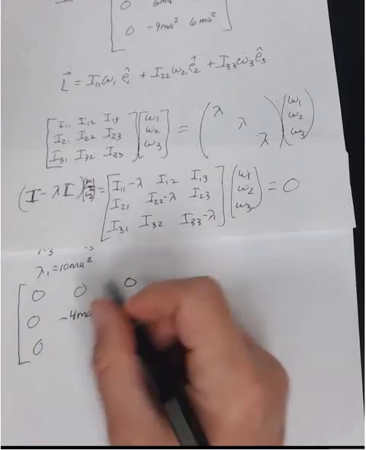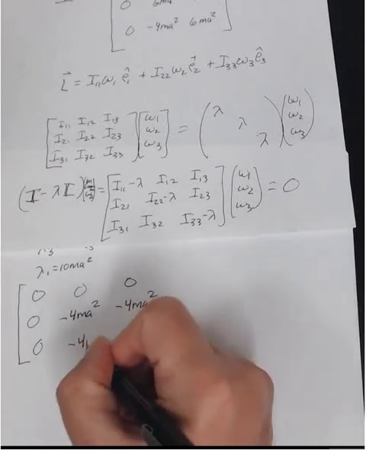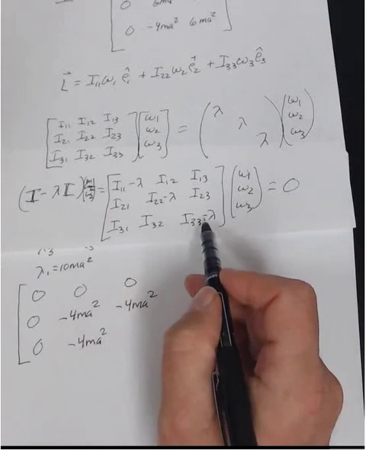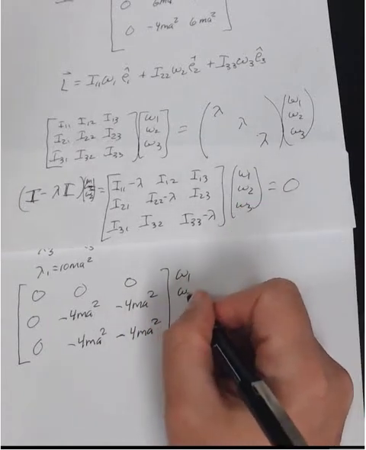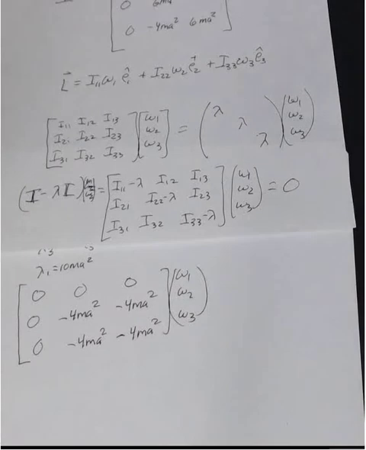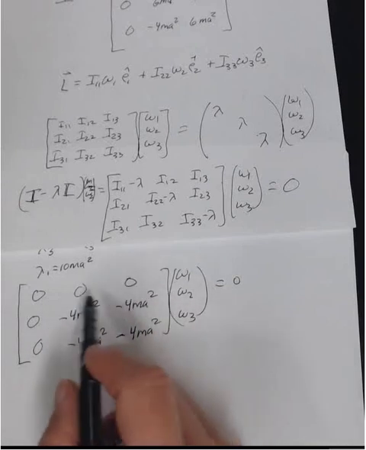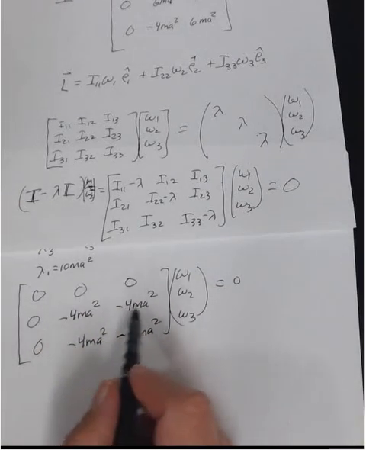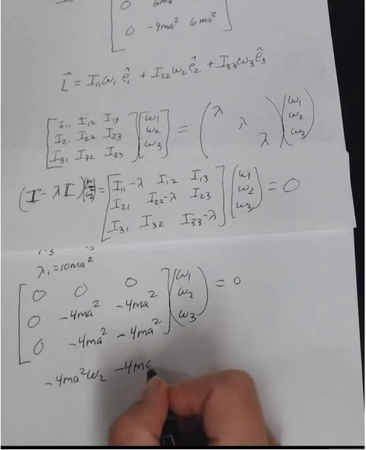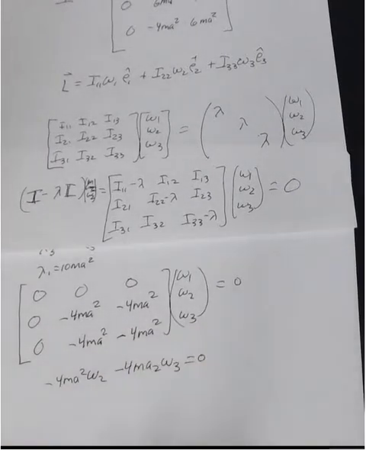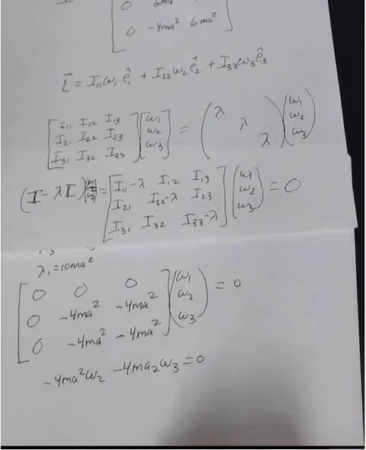This was 0. That was negative 4 ma squared, so that just stays the same. This was 6 ma squared minus 10, which gives me negative 4 again. So that times omega 1, omega 2, omega 3 equals 0. So what equations do I get? Well, the first one is 0, that doesn't help me much. This times that is negative 4 ma squared omega 2 minus 4 ma squared omega 3 equals 0. And this gives me the same one. So I only get one equation, and I need to find omega 1, omega 2, omega 3 that will satisfy this.